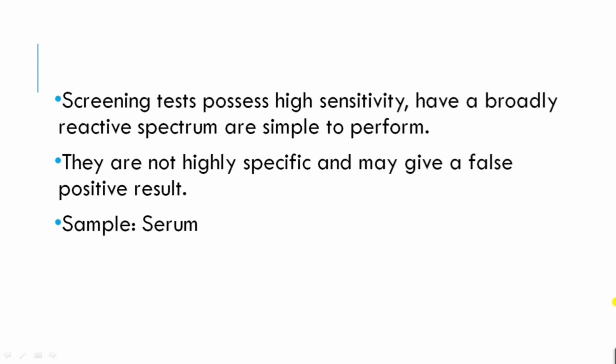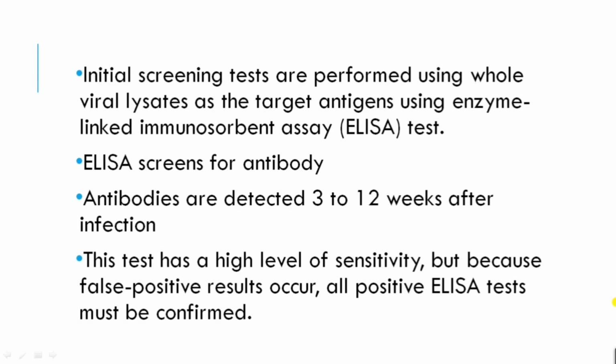As I told earlier, diagnosis of HIV is divided into screening test and confirmatory test. Screening tests possess high sensitivity and have a broadly reactive spectrum, and are also simple to perform. They are not highly specific and there is a chance that they might give a false positive result. Initial screening tests are performed using whole viral lysate as the target antigens using enzyme-linked immunosorbent assay.